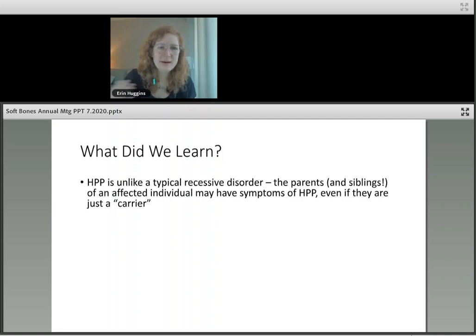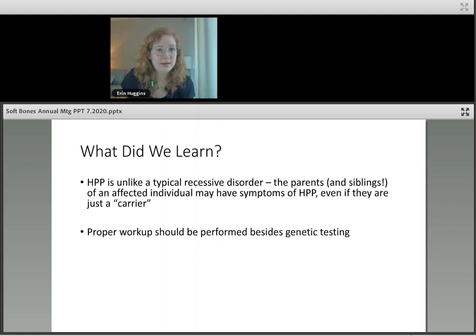You simply think, oh, I'm just a carrier, I don't have symptoms. But in HPP, it's possible that you're a carrier who has a dominant form of the disease, and you've just got that one mutation, but we later find out it's causing these symptoms, especially since we know that they can appear later on in life. So the bottom line here is that a full workup should be done besides genetic testing.